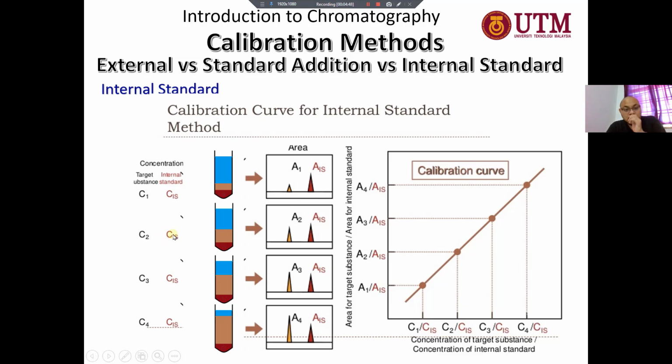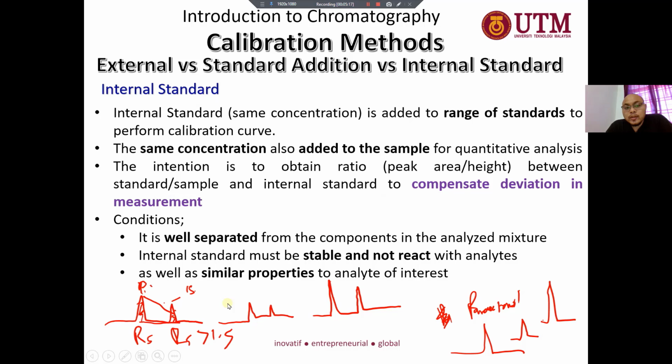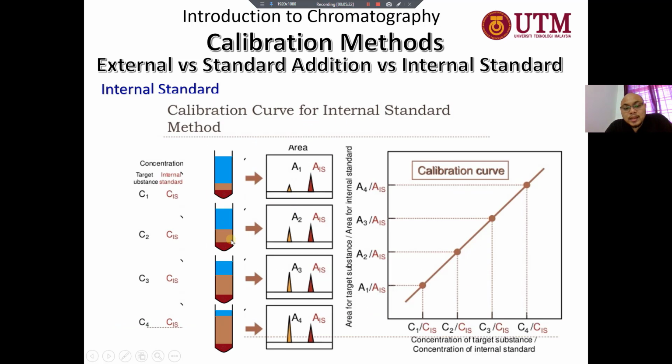If you look here, the blue one is the solvent. I forgot to put a legend, maybe you can put it in your notes. The orange one here is your standard, and the internal standard is the red one. We can see here that the amount of the internal standard, the red one, is the same, as I already mentioned: the internal standard has the same concentration. So we need to maintain the same concentration.